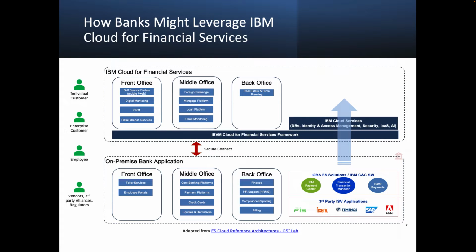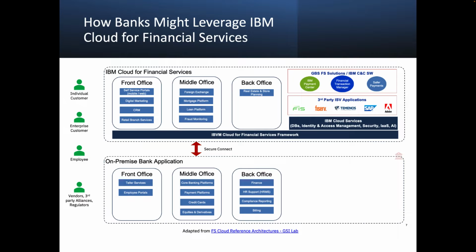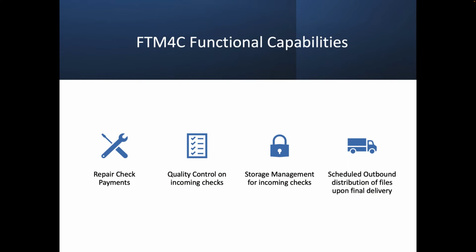Banks can leverage IBM Cloud Financial Services to port their financial products like FTM for check from on-prem to IBM Cloud. This gives the advantage of reduced infrastructure and operational costs with enhanced security and industry compliance through complete automation. Check clearing service, also known as FTM for check, is one of the payment services available on IBM Cloud Financial Services. FTM for C provides functionality to repair payments, perform quality control on incoming check data, store the checks in a secure storage, and finally deliver the check to outbound distribution in scheduled time period.